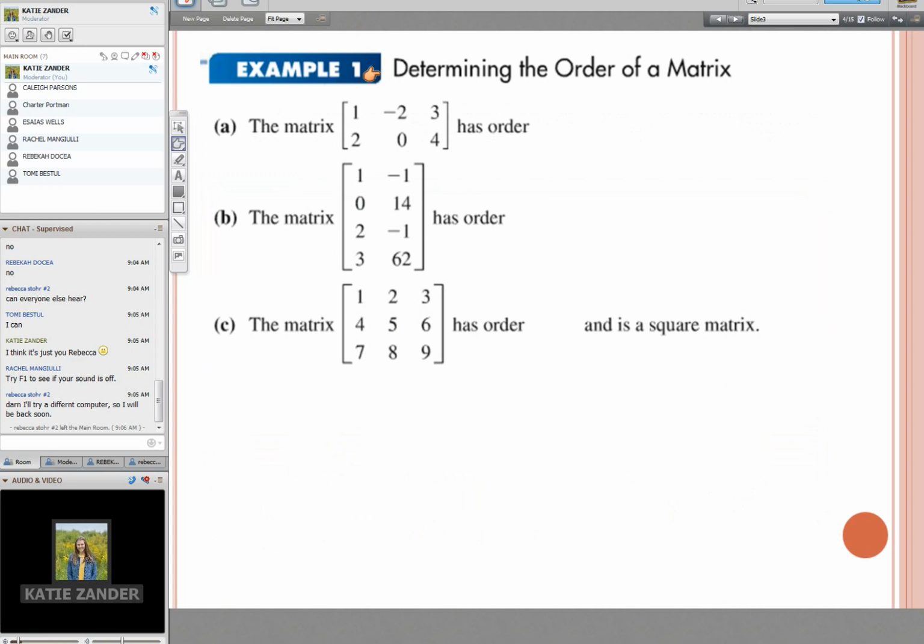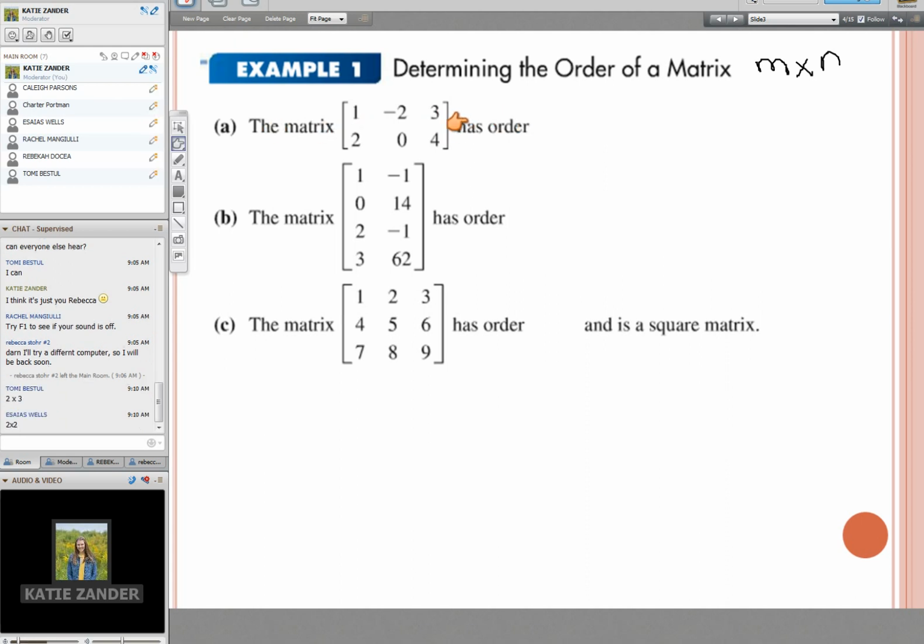All right, so let's go ahead and get practice with determining the order of a matrix. And like I said, this is going to be a very important piece because we need to identify order before we can add or subtract or even multiply matrices together. So remember, the order is M by N. M is distinguishing the number of rows, and N is distinguishing the number of columns. So let's start with this first one. How many rows are there and how many columns are there? Because that will help us with the order.